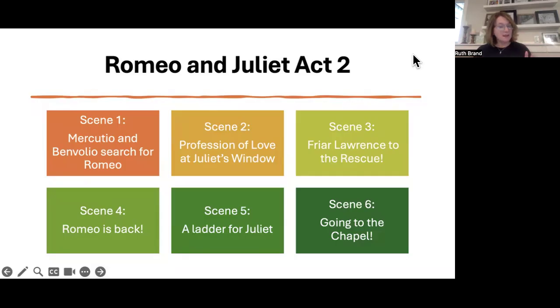However, we're going to just do a little setup here so you can get a framework before you read, or as you read, or after you read, whichever way you want to do it, just so that you get a big picture of what's happening in each scene of Romeo and Juliet in Act 2. All right, this act has 6 scenes. Some are longer than others. We're going to cover the prologue and scene 1 in this video, and I'll try to just keep my comments brief and just give you some handles to hold on to as you read.